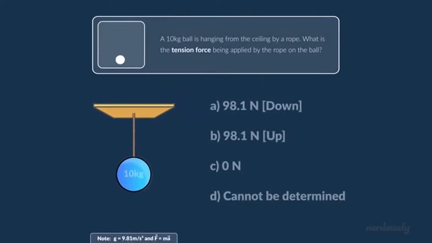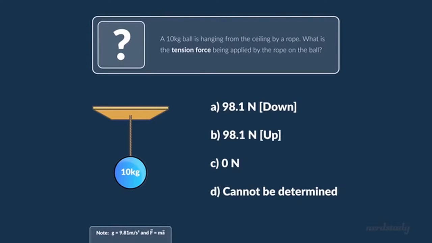Let's look at the ball on a rope again. If the ball has a mass of 10 kilograms, what is the tension force? How would we solve a question like that? Well, the answer would be 98.1 newtons upward. How did we get that answer?